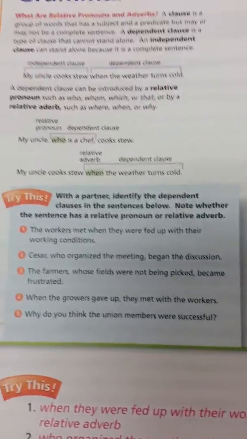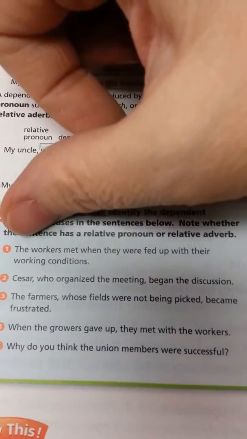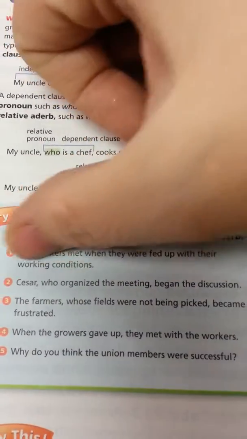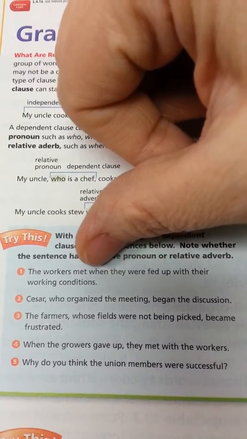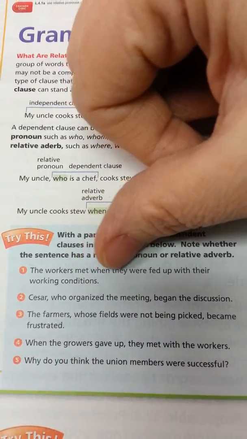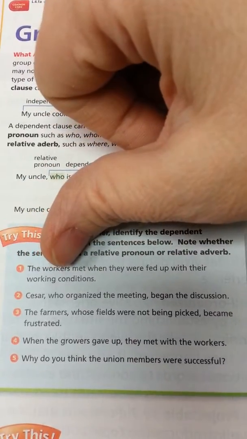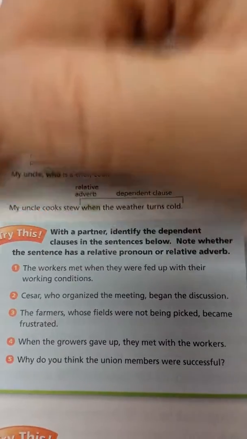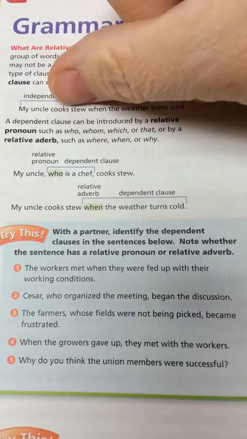Okay, so if we look at some of these, the workers met when they were fed up with their working conditions. Okay, the dependent clause is introduced with when they were fed up with their working conditions. The workers met. That could be an independent clause because it could stand alone. If I put a period right there, that would be a complete sentence.